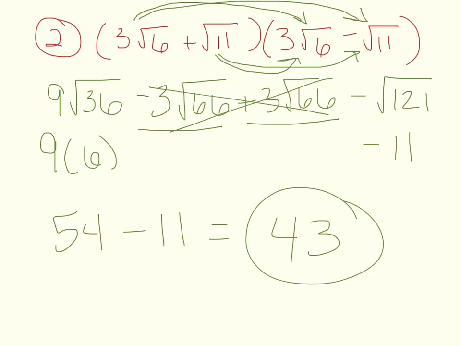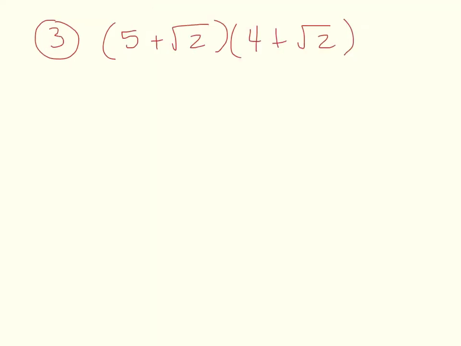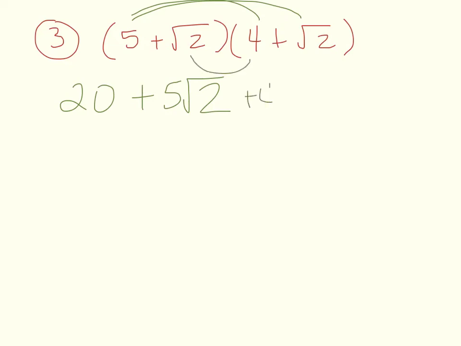Alright, let's try another one. 5 plus the square root of 2 times 4 plus the square root of 2. So again, we double distribute. 5 times 4 is 20. 5 times the square root of 2 is plus 5 square root of 2. The square root of 2 times 4 is plus 4 square root of 2. And the square root of 2 times the square root of 2 is plus the square root of 4.